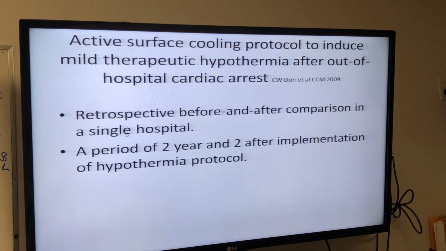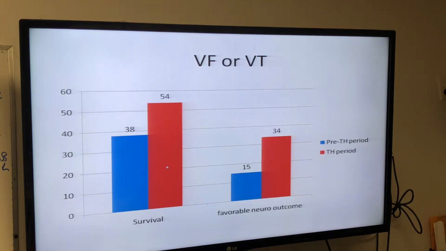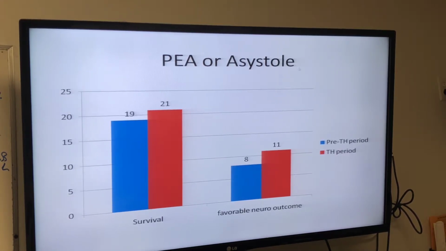So it's a retrospective review, a before and after comparison in a single center hospital, the period of time is 2 years before and after implementation. And what they found is that therapeutic hypothermia survival was better in VFib and VTach, and also better for favorable neurologic outcome in VFib and VTach, and that was statistically significant. In PEA and asystole, it's still better, but not statistically significant. And that's exactly what everybody notices. Okay, what are we doing for PEA and asystole?